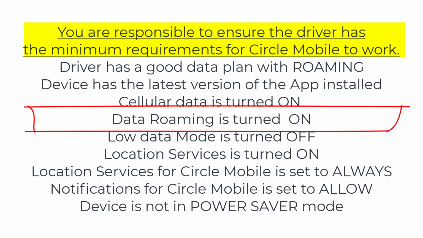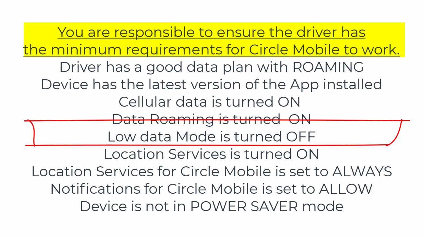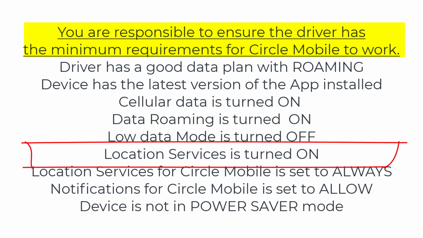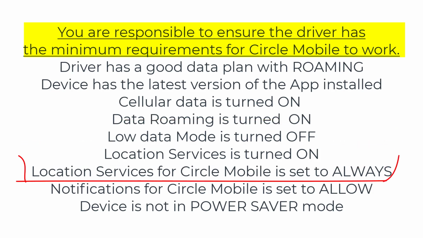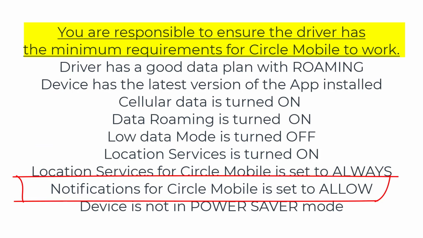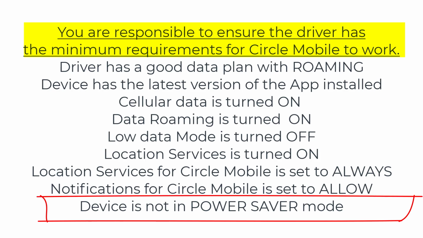Data roaming is turned on. Low data mode is off. Location services is on. Location services for Circle Mobile is set to always. Notifications for Circle Mobile is set to allow, and the device is not in power saver mode.